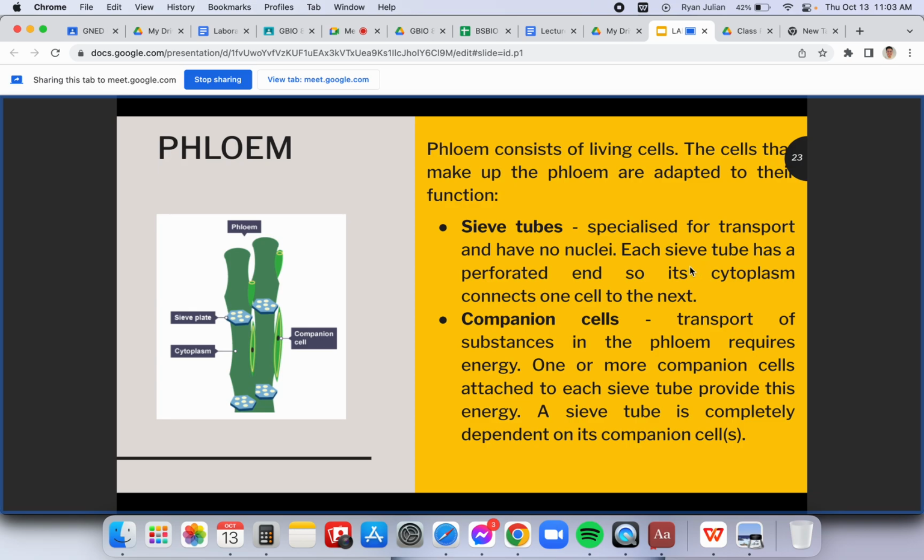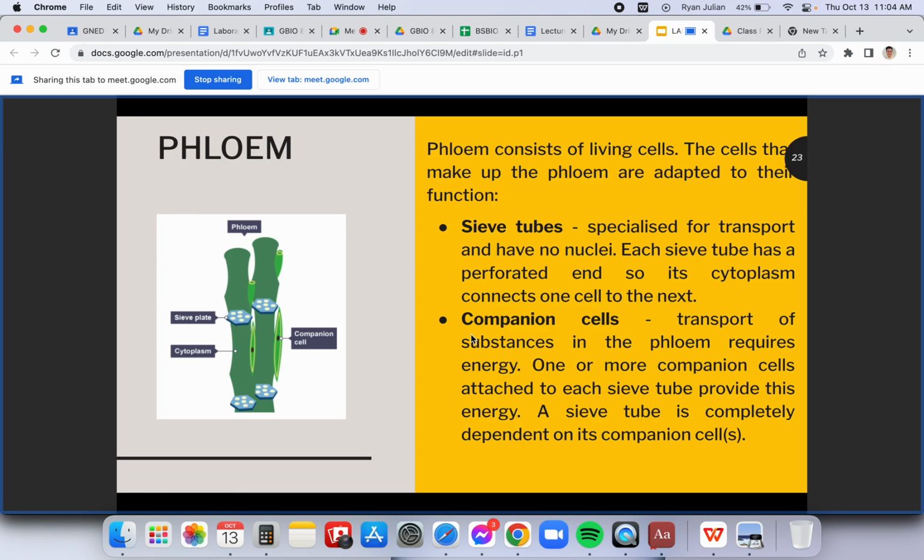Each tube has a perforated end, so its cytoplasm connects one cell to the next. Again, the main function of cytoplasm is that this is where the sieve plates are suspended. Basically, it is a fluid cavity which also allows for the supporting of the sieve plate to the companion cell, which is located just underneath the sieve plate or sieve tubes. Basically, this is how these plates look. They are hexagonal in shape with a lot of plates inside it.